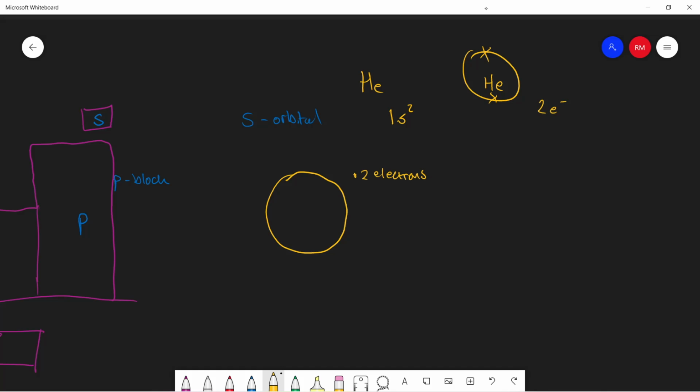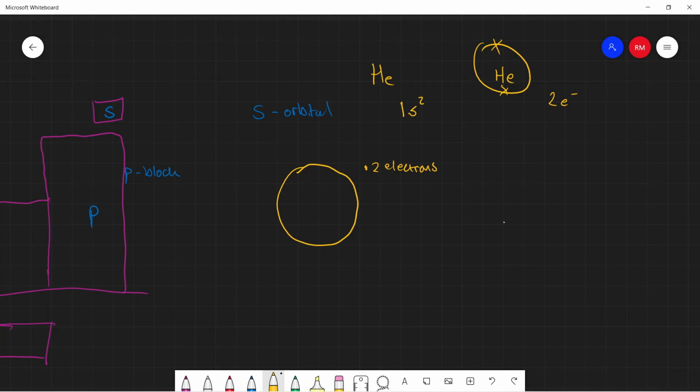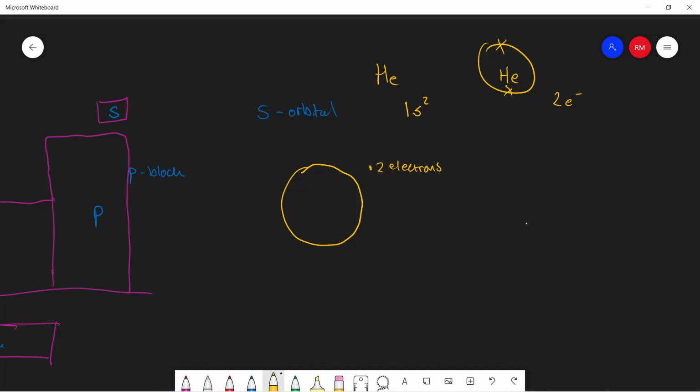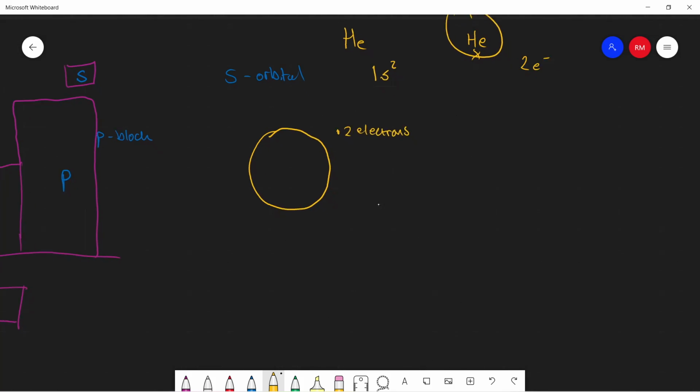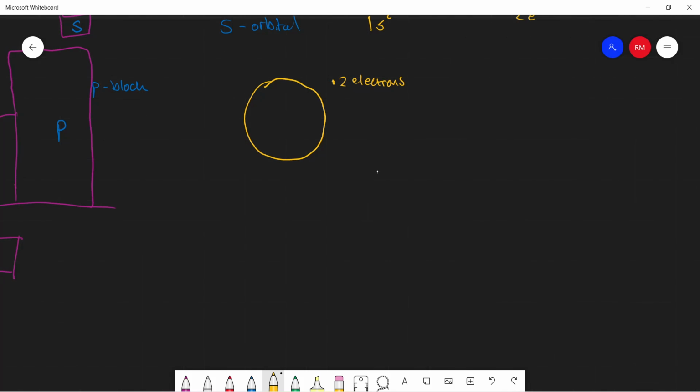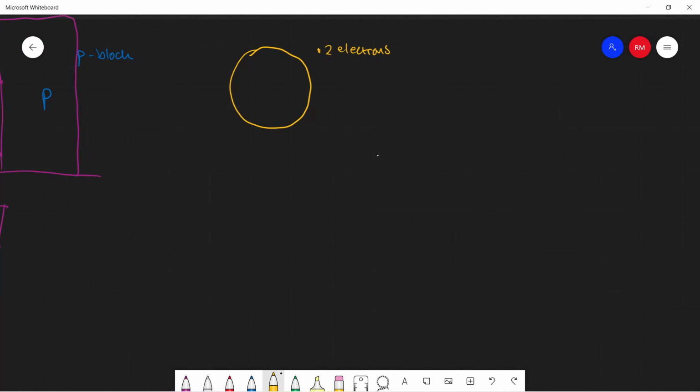And this is where we start coming into ionization energies and things like that, where there's an imbalance and elements react in different ways, but I'm not going to go too deep into that right now. But yes, s orbital, 2 electrons. Next, we're going to look at the p orbital.